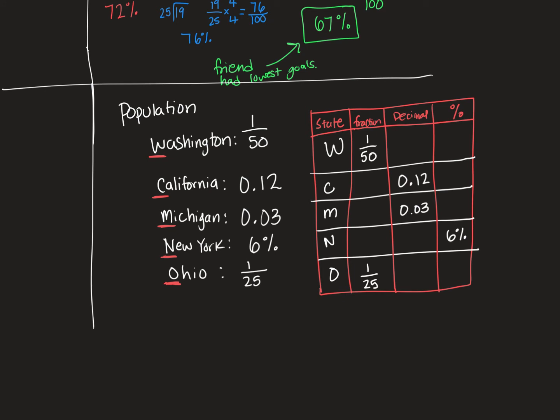Your homework now, or your assignment right now in class, is to fill in the blanks according to the information given to us. All right, guys, so hopefully you have already had time to fill in the blanks. Remember, we had Washington for W, California is C, Michigan is M, New York is N, Ohio is O. They gave us the fraction form of the population in Washington. Now we want to see what the decimal is.